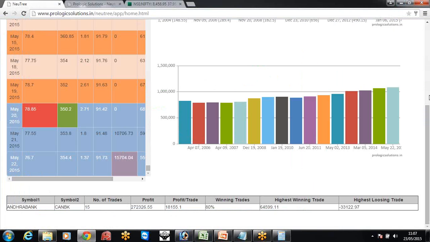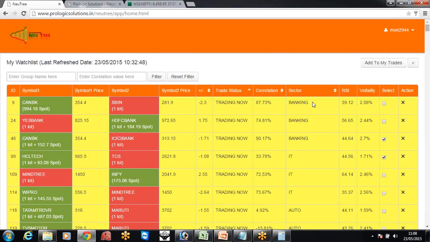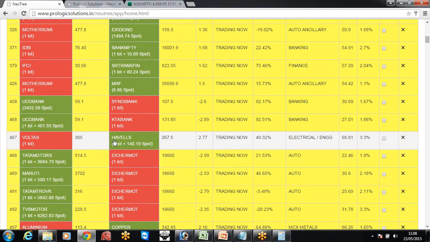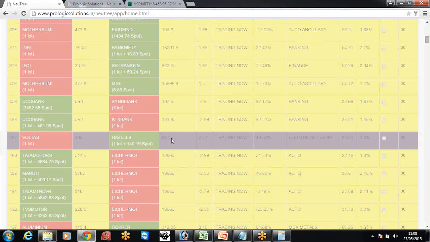Now that is Andhra Bank and Can Bank. So your Z score of 1.37 should come down to 1. It will happen in another 2 or 3 days and your trade will close on this. So I will show you one trade. This is Voltas and Havells. This is a call that was generated yesterday. So let's click on that.